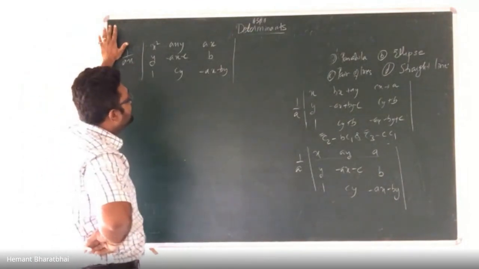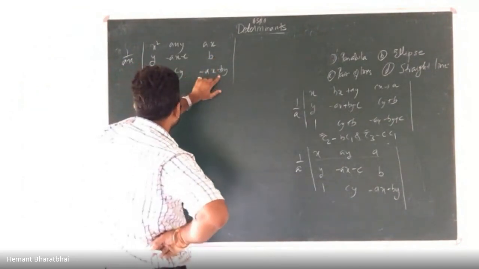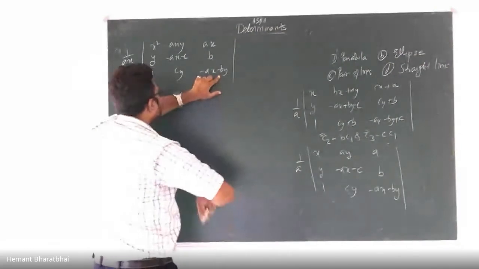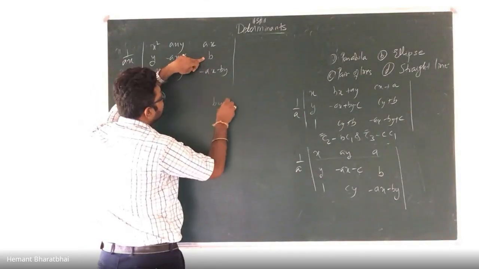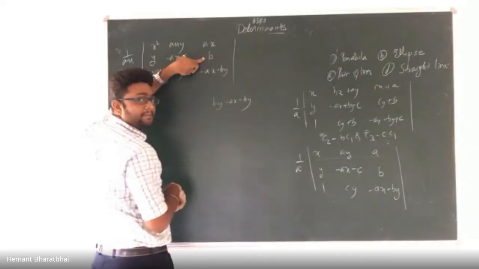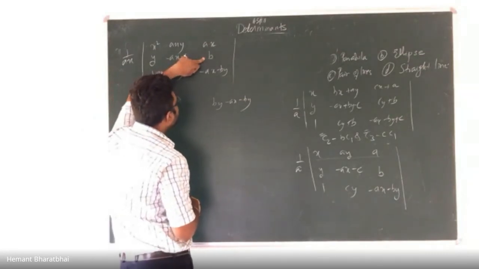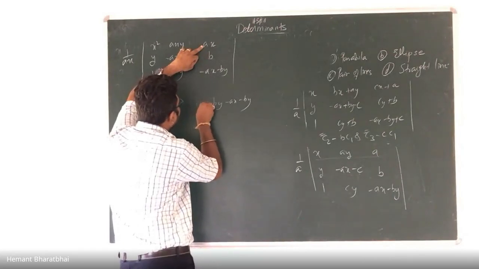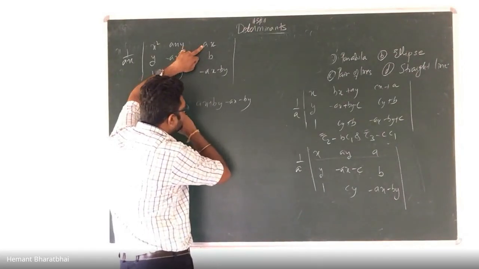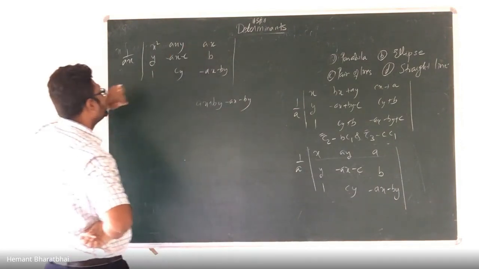So if I multiply this with y and if I add with this, then I'll get by minus ax minus by. So by will get cancelled. At the same time, if I add this also over here, I'll get ax. So ax will also get cancelled, by will also get cancelled. So I'll get 0 over here.